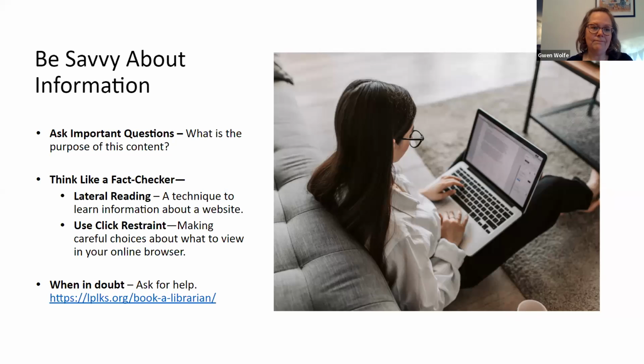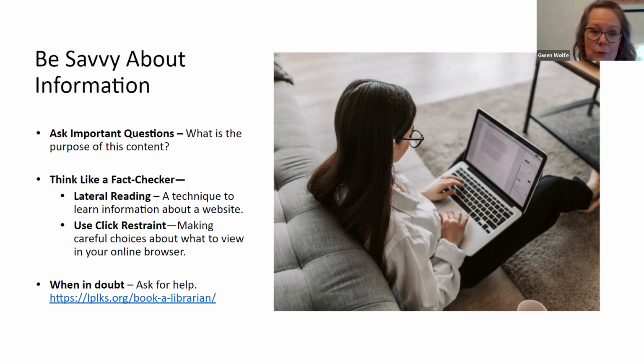The first thing is really with critical thinking and asking good questions. So if you're looking for health information online, let's say you run across a website and you think, oh, this looks interesting. You might start asking yourself questions like, who created this website? And why did they create the website? What are they trying to do with this information? Who's their target audience? Who are they trying to reach? Well, the most basic question we can ask is, what is the purpose of this content?